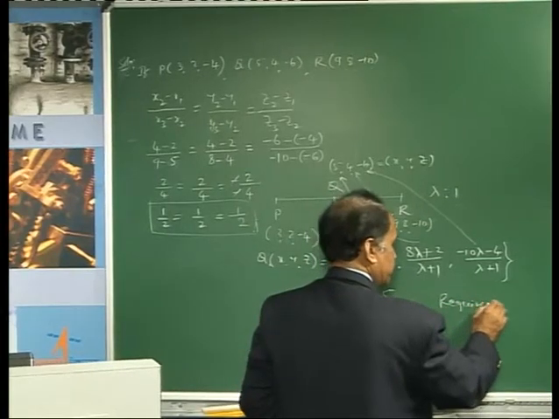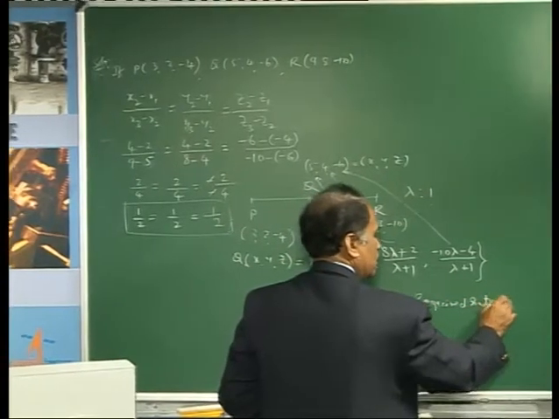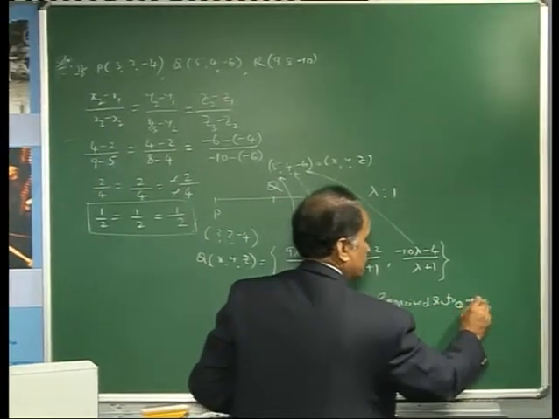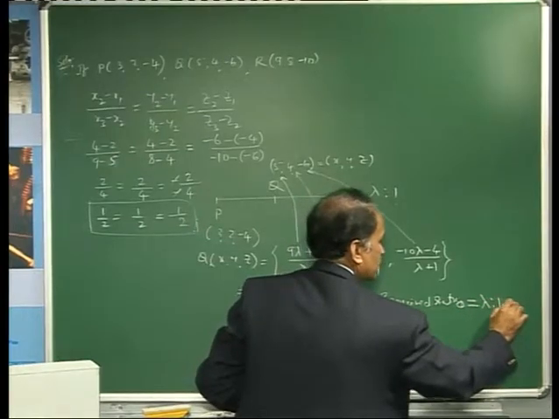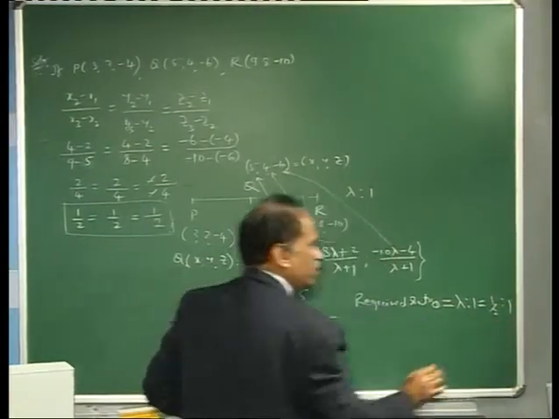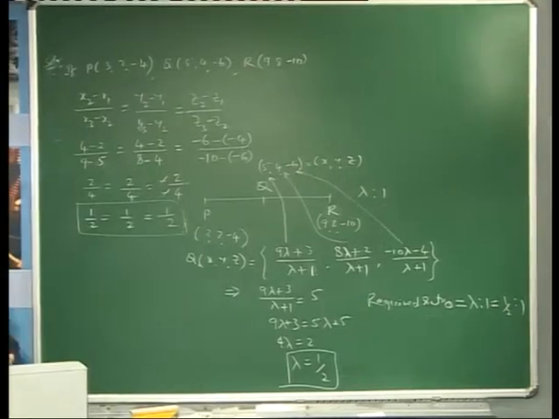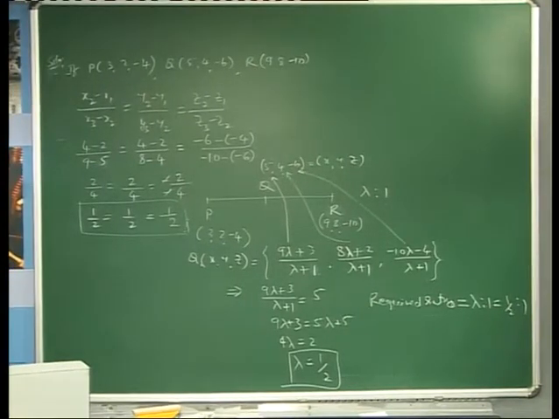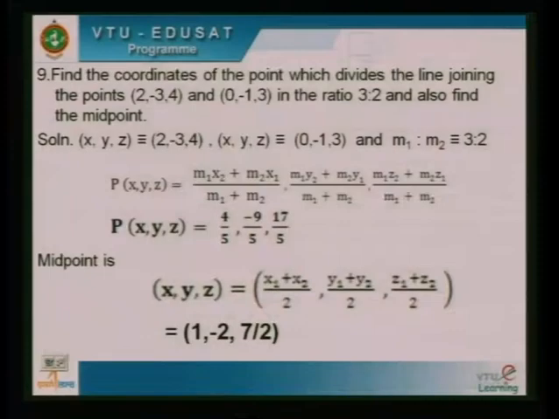Therefore, required ratio is equal to lambda is to 1, which is equal to half is to 1. That is our calculation, right? So these are the two things, which are the calculated values for this problem.